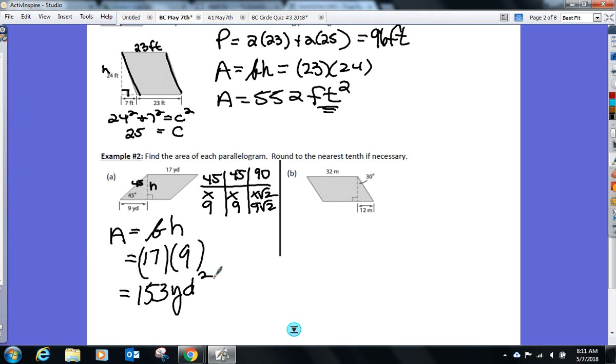Please make sure you don't square the 153. It's the units that get squared, not the number. All right, B. Now I got a 30-60-90 on my hands.